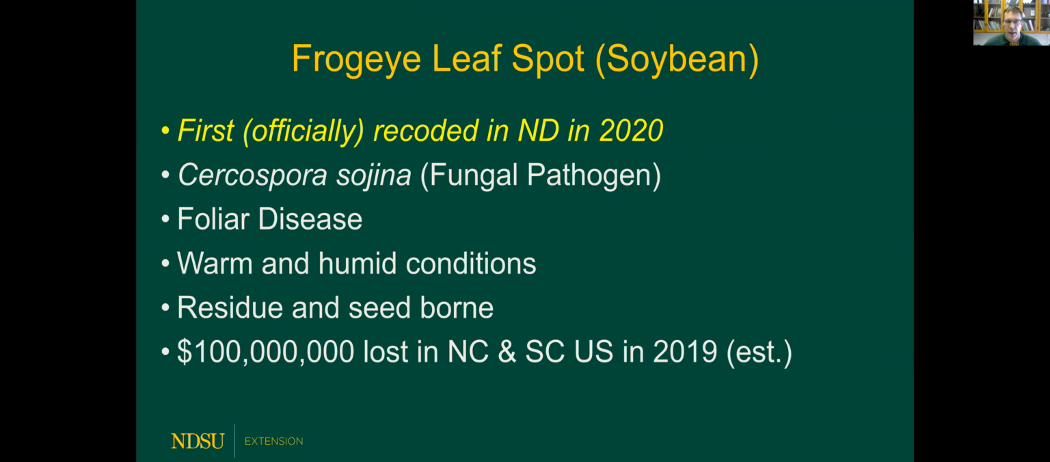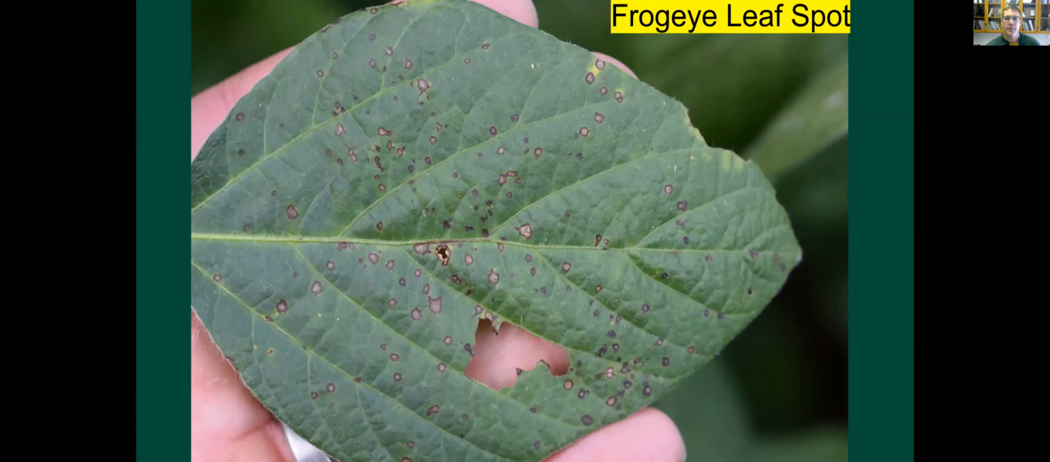It's caused by a fungal pathogen, and it's a leaf disease. And so this really will be the first leaf disease that can cause yield loss. I'm not convinced it's going to cause much yield loss in North Dakota, but we will see. We have to be aware of it. It's favored by warm and humid conditions. It's residue-borne and seed-borne, and it's a pretty heavy yield loss disease. It's always in the top 10 and sometimes in the top 5 in the north central and south central US.